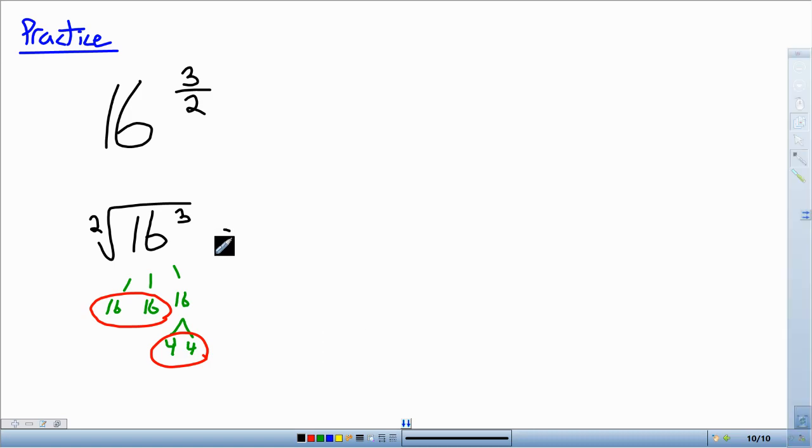Okay, so there it is. Everything pairs up on this. This means a 16 comes out, and this means a 4 comes out, all right? So last thing, 16 times 4 gives me 64. There we go.